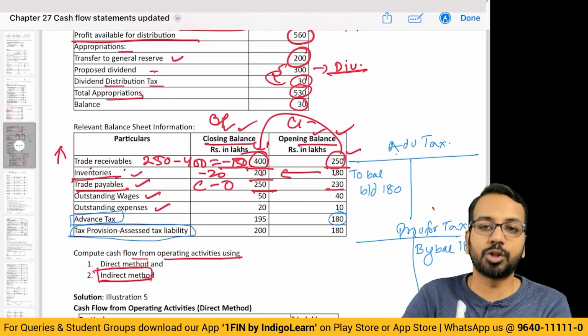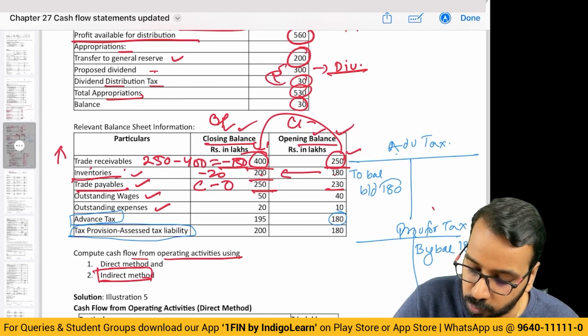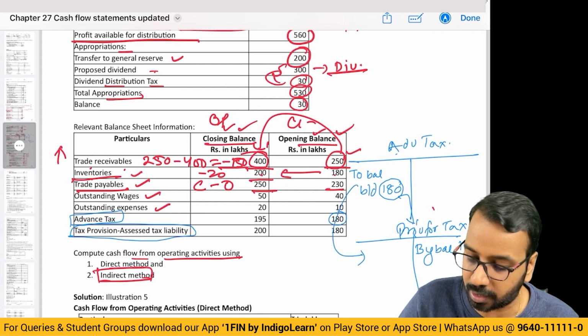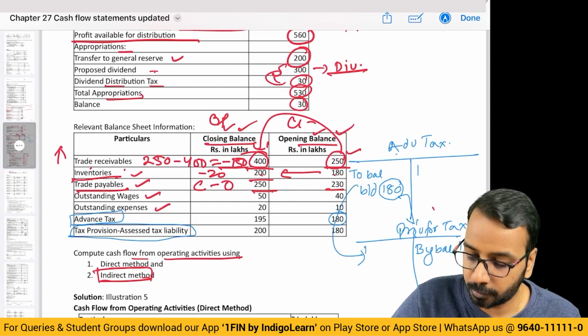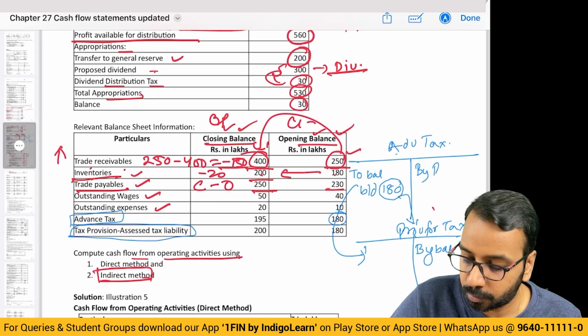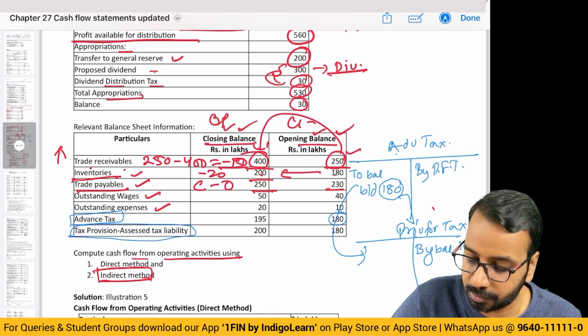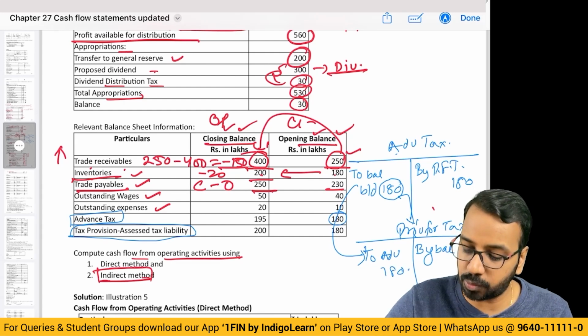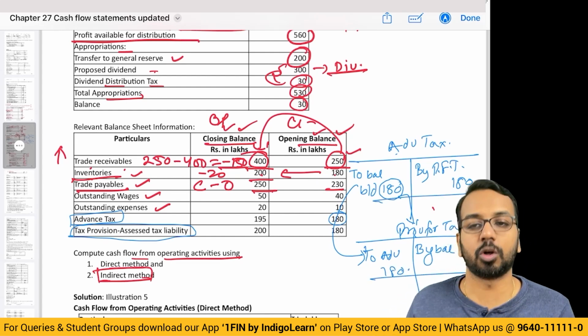Now what happens is, during the period you will use this 180 to settle this provision. So what you will do, you will transfer this to this account. So you will have by provision for taxation 180, here to advanced tax 180. So with this what happens is, this account gets closed.